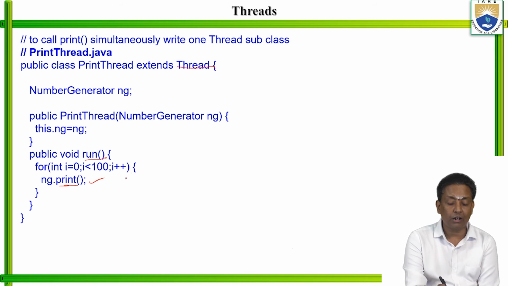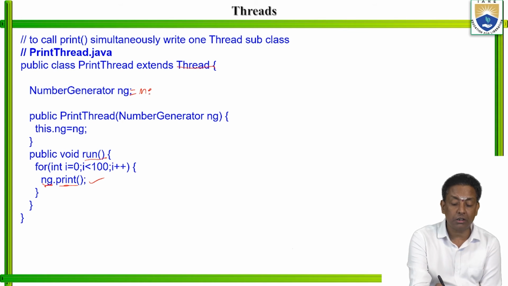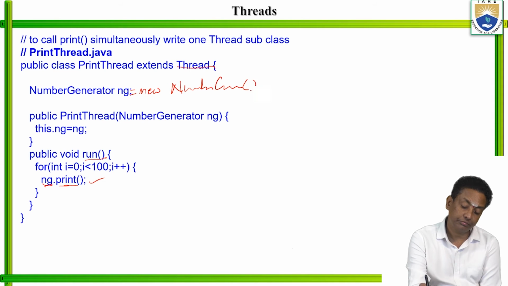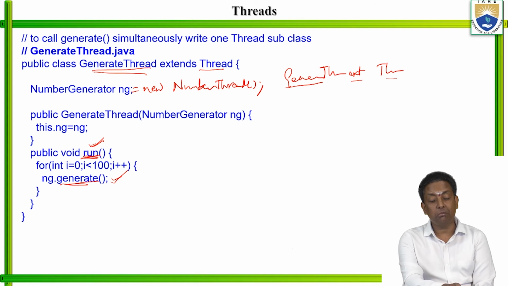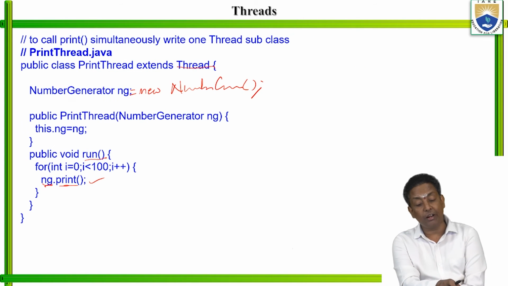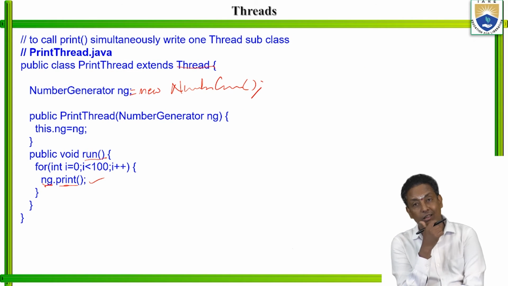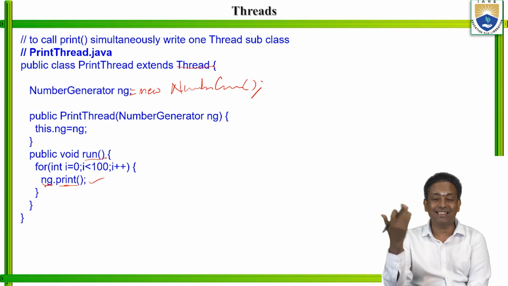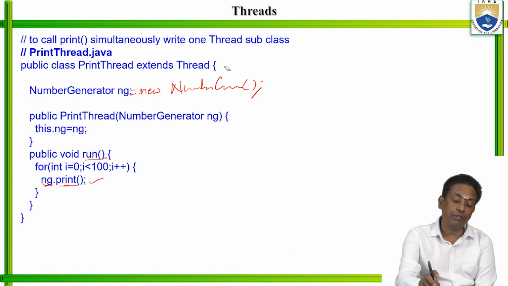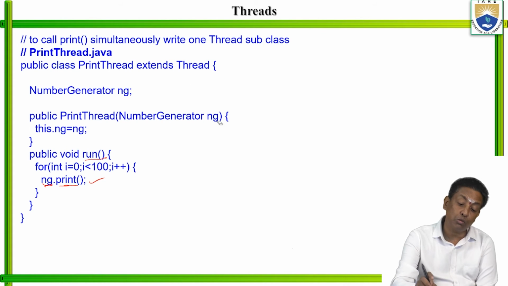To call the print method 100 times, you need a NumberGenerator class object. Here also you create one new NumberGenerator class object. Wherever we want a NumberGenerator object, in every class you create one. The number of NumberGenerator object creations increases, and more objects created will consume more space.